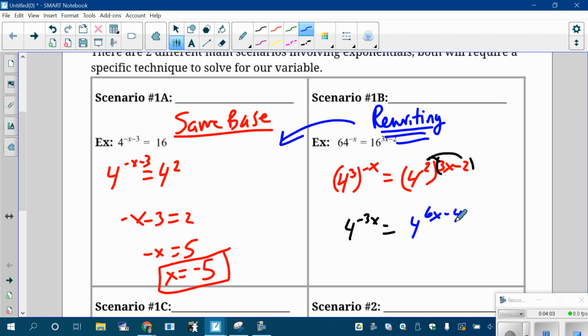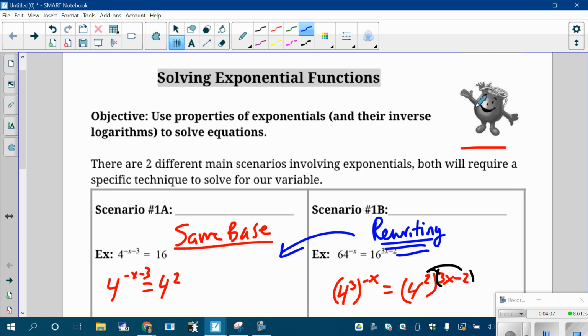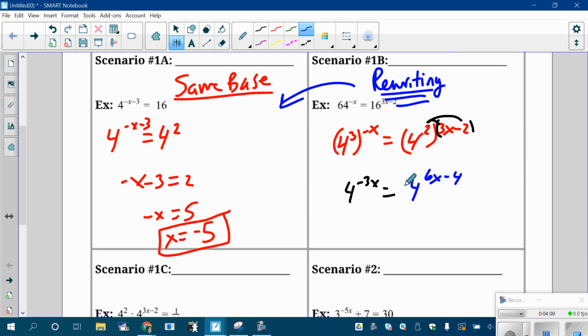And now, same base, oh yeah. Hope you guys know who the Kool-Aid man is. If you don't, look it up online. All right, same base, oh yeah, set the exponents equal to each other. Easy peasy, doesn't get any better than that. Solve that out, I get 9x equals 4, I get x equals 4 ninths, and I'm done.